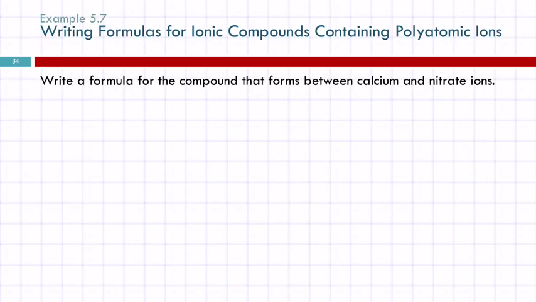So if we're going to use a polyatomic ion, let's do this example. Formula for the compound that forms between calcium and nitrate ions. Well, calcium is a metal. What group is calcium in on the periodic table? Group 2. So it has a 2+ charge. And then nitrate, we have to memorize that one. You should have memorized it. NO3 with a -1 charge.